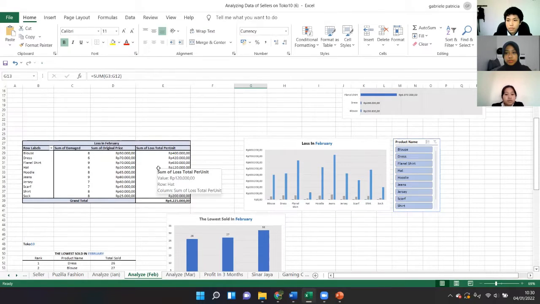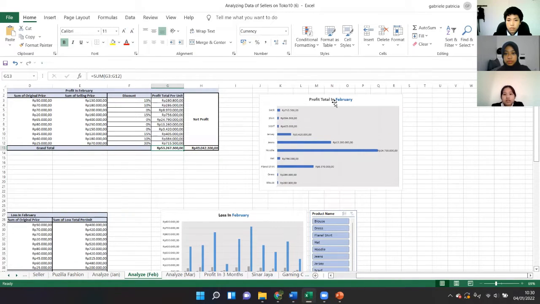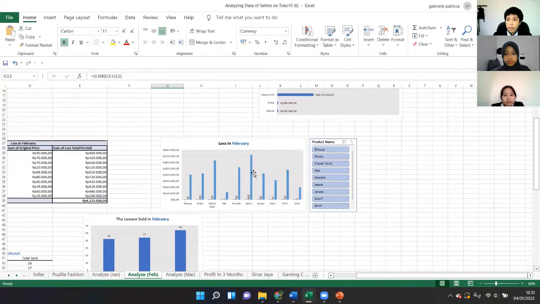Sum of total per unit is from the calculation of the original price multiplied by the sum of damage, and the grand total is 4,225,000 rupiah. And there is the pivot chart, and the highest result is hoodie. And this is the pivot chart for loss in February, and the highest loss is jeans. And this is the slicer.